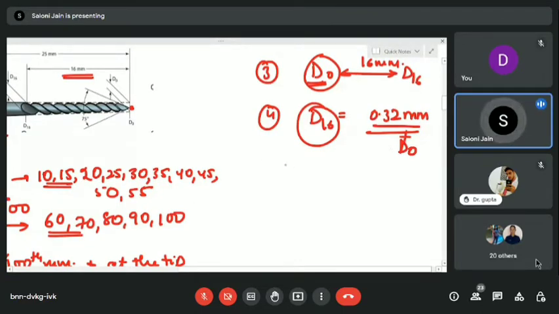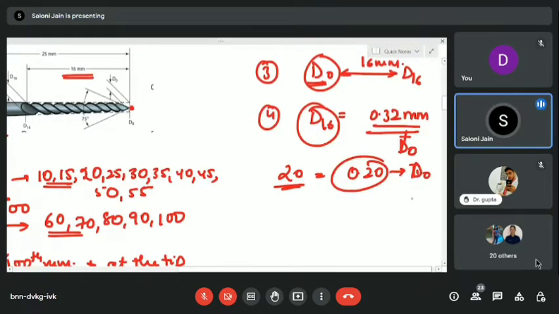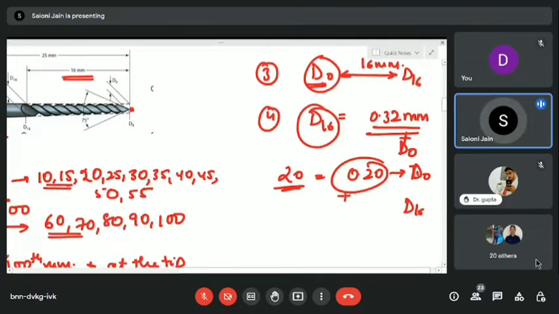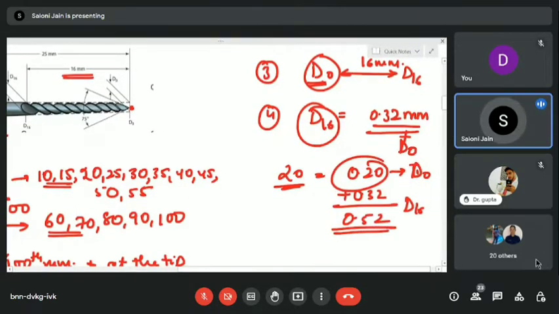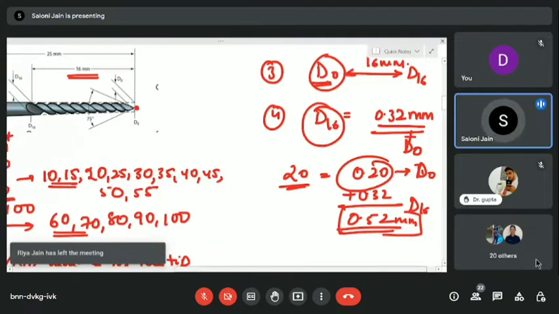For example, if you have a 20 number instrument, the tip diameter was 0.20. This was the tip diameter or D0. If we talk about D16, then you add 0.32 to this, that is 0.52 is going to be the diameter at D16. So these are the four simple rules which they had given earlier.